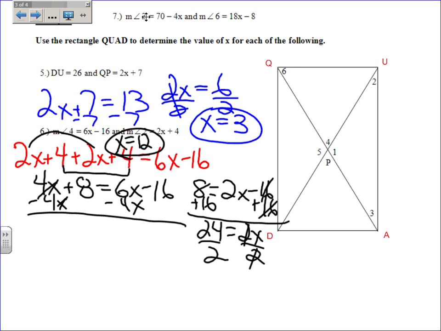All right, on this one, where's 3? There it is. 70 minus 4x is that angle. And 6 is 18x minus 8. Any strategies from anybody here? Okay, and how did you come to that conclusion? You can actually come to that conclusion 2 different ways. This person said that angle 6 and angle 3 have to add to 90.